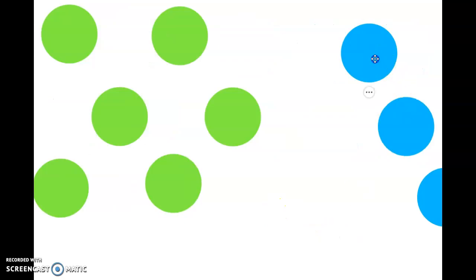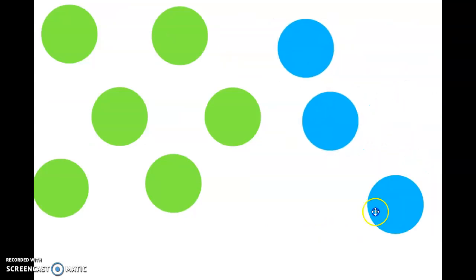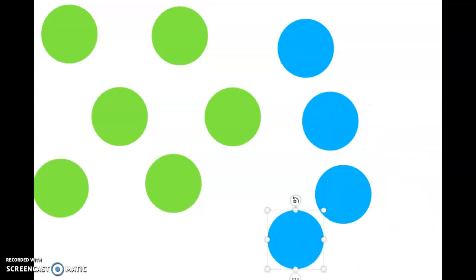All right, let's check my dots here. Is there a group that's greater than or has more? Is there a group that's less or fewer? Is there a group that's equal? Let's check. Let's count them. Green, 1, 2, 3, 4, 5, 6. I have 6 green. And for blue, I have 1, 2, 3, 4. What can we say about the green dots compared to the blue dots? The green has more, or the green is greater. The blue is less or fewer.